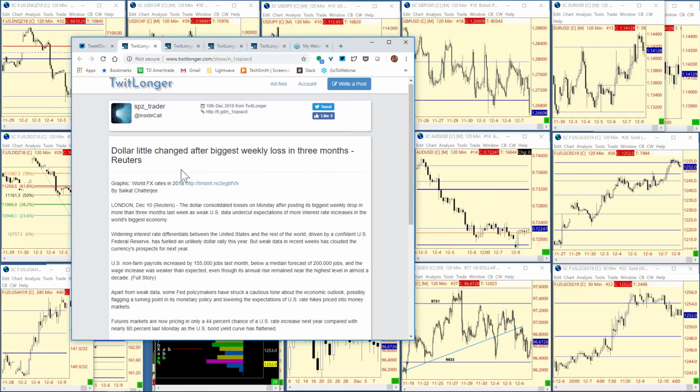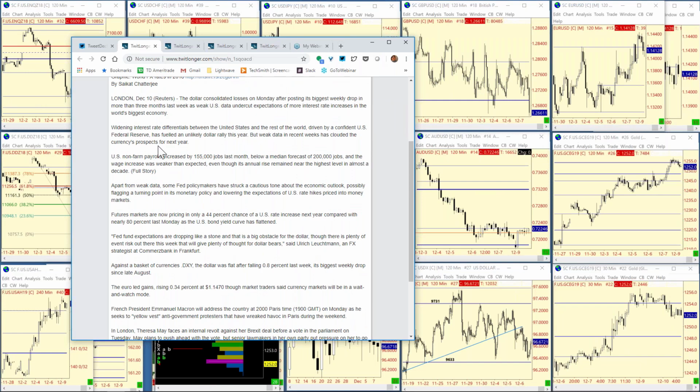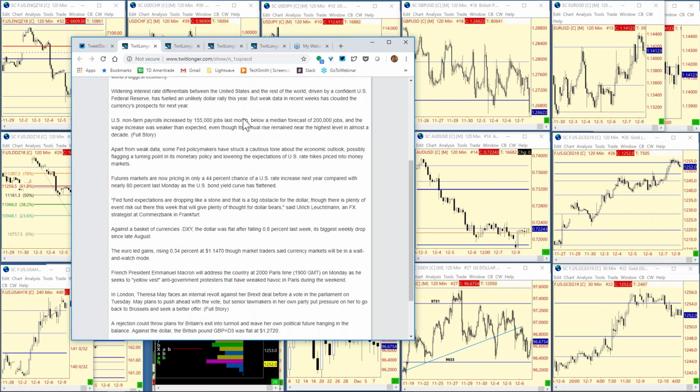Dollar little changed after the biggest weekly loss in 3 months. The dollar consolidated losses on Monday after posting its biggest weekly drop in more than 3 months last week, as weak U.S. data undercut expectations of more interest rate increases in the world's biggest economy. Widening interest rate differentials between the U.S. and the rest of the world, driven by a confident U.S. Federal Reserve, has fueled an unlikely dollar rally this year. But weak data in recent weeks has clouded the currency's prospects for next year.